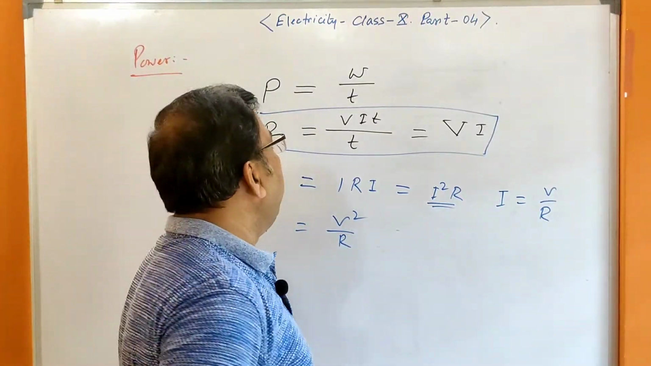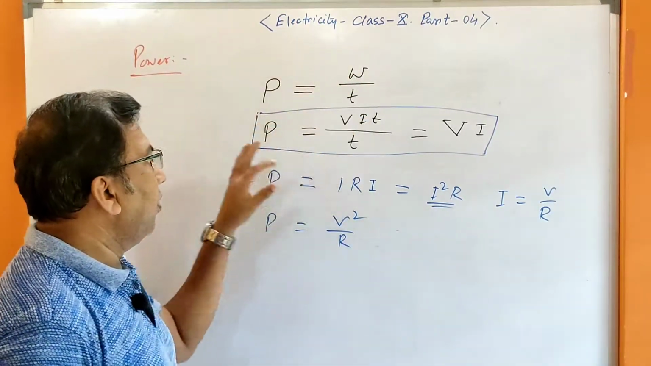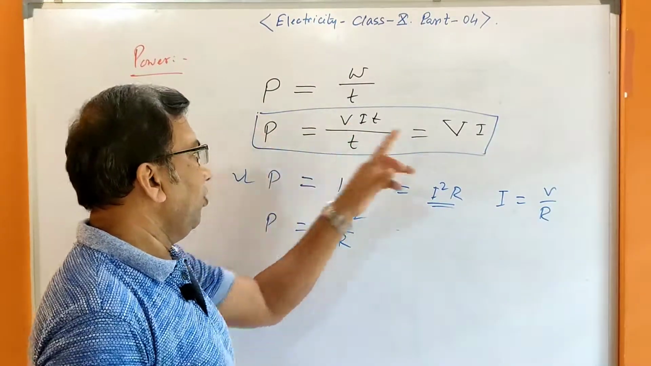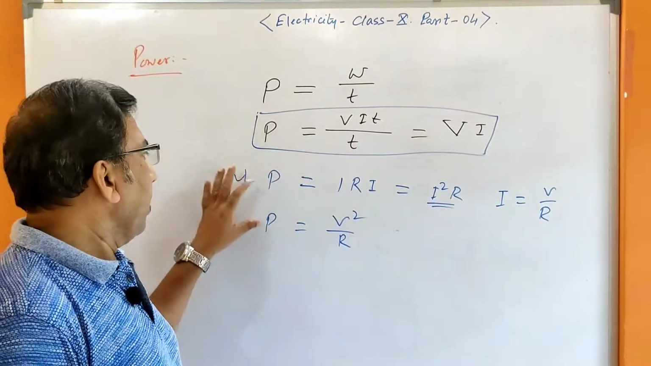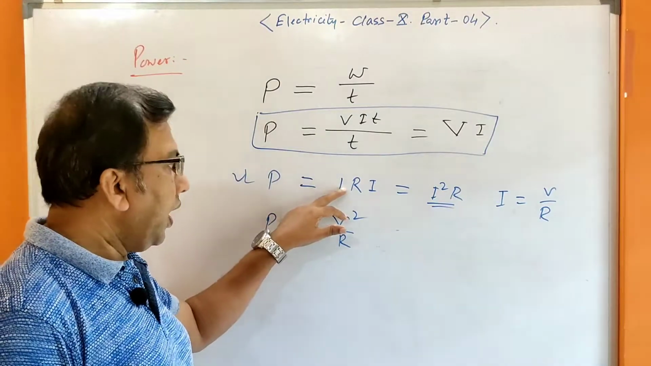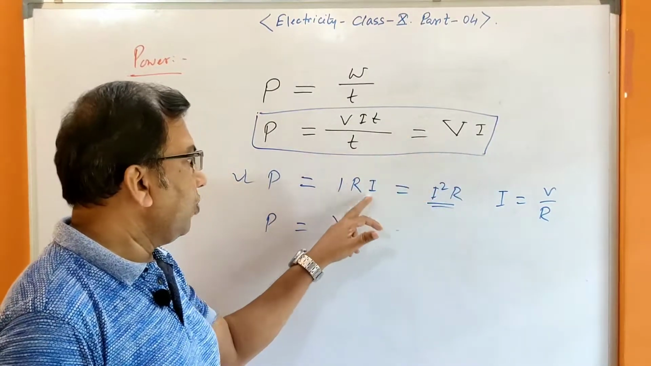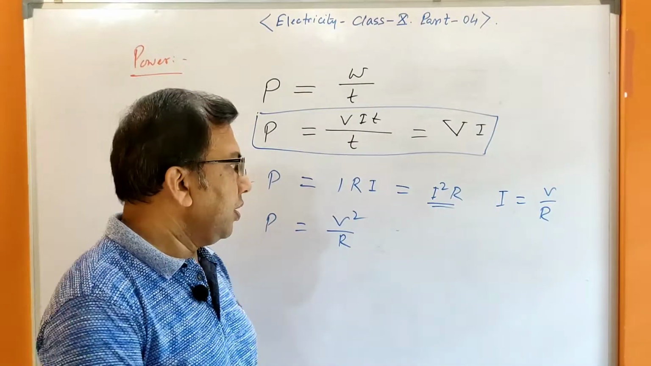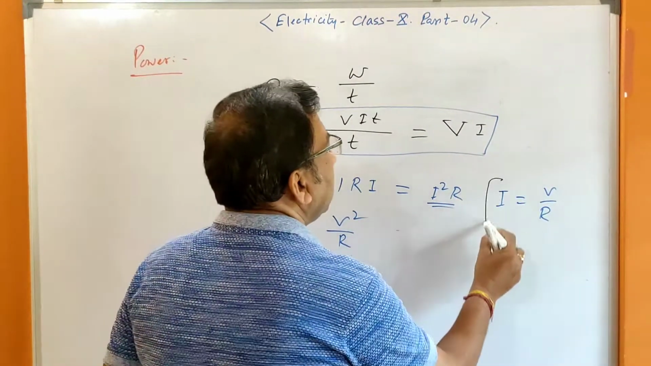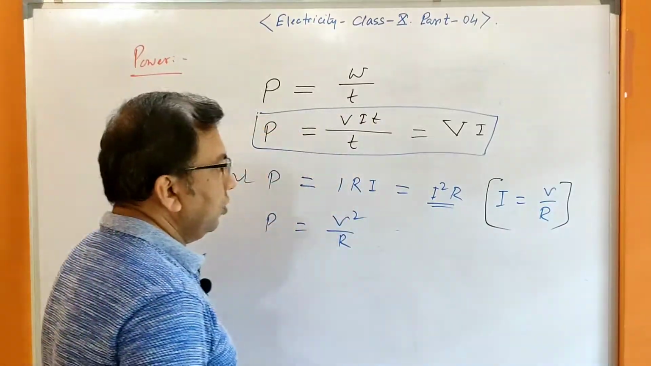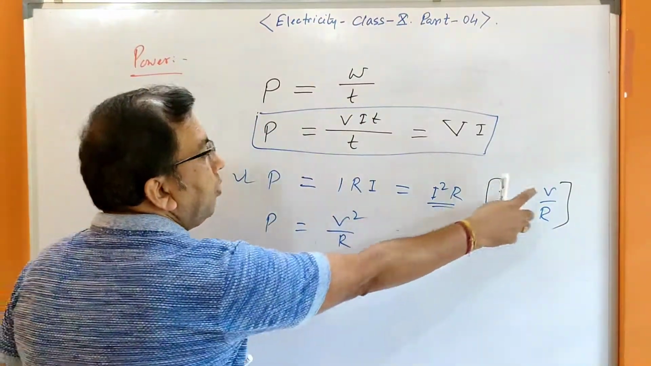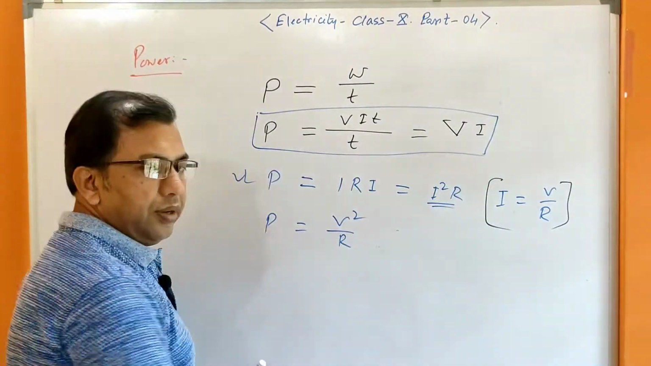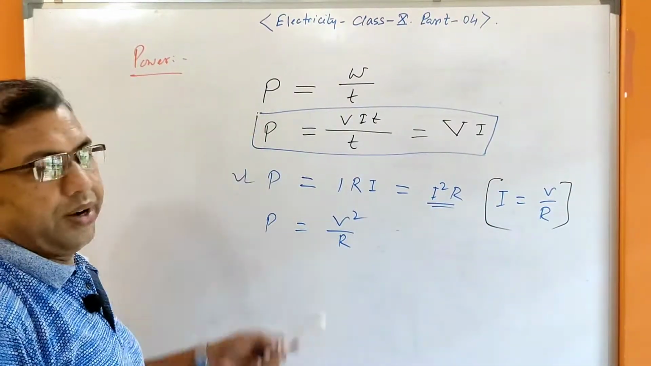From P equals W by T, W equals VIT, T cancels, so P equals VI. And with V equals IR, P equals I square R. Again, I equals V by R, so put the value of I here: V square by R square into R, R cancels, so P equals V square by R. This is the formula of power.